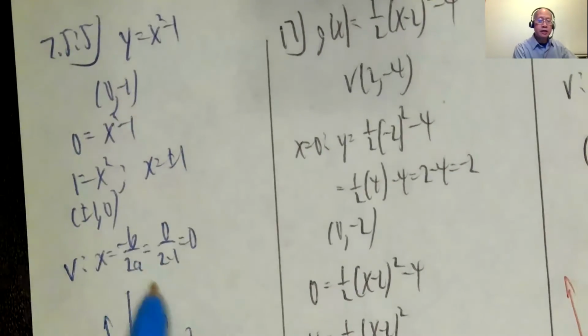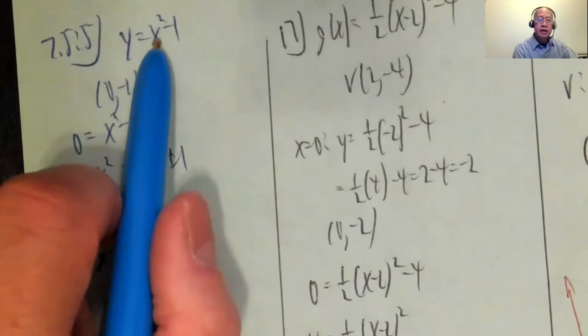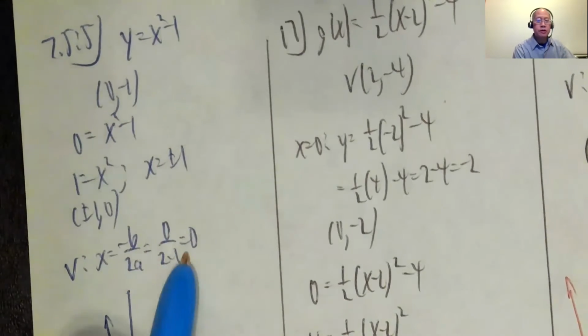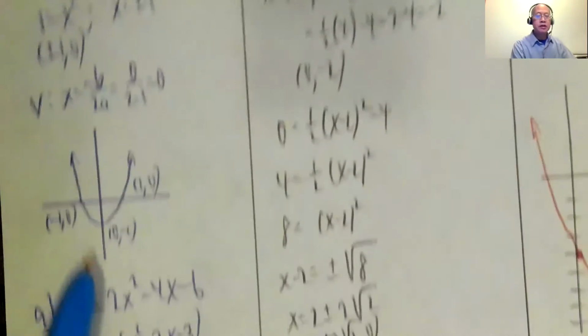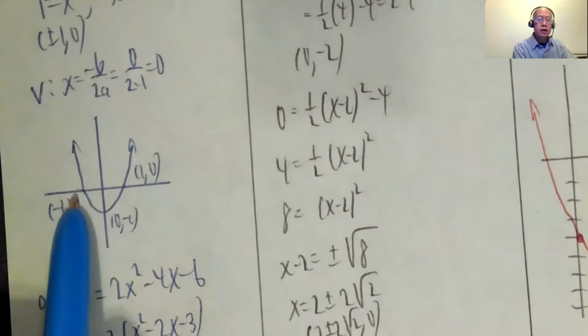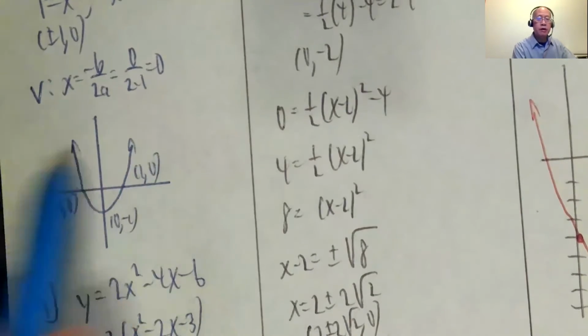Formula for the vertex is negative b over 2a. B is 0, so negative 0 over 2 times 1 is 0. So 0 comma negative 1 is the vertex also. So 0, negative 1; negative 1, 0; 1, 0; and there's my parabola.